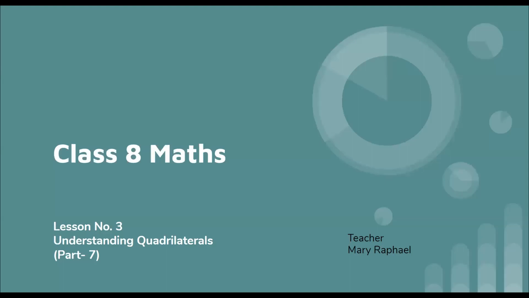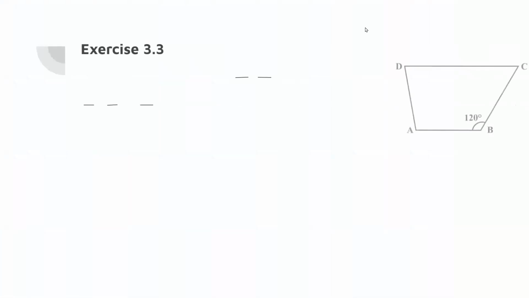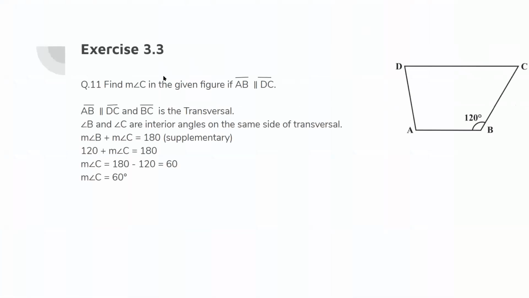Hello children, we are going to continue our exercise 3.3. Question number 11. Find measure angle C in the given figure if line segment AB is parallel to line segment DC.